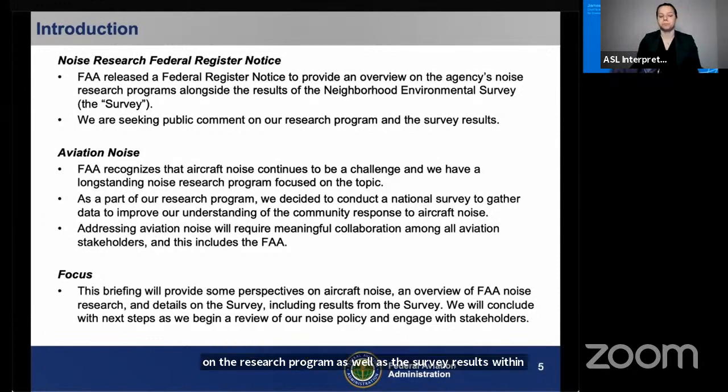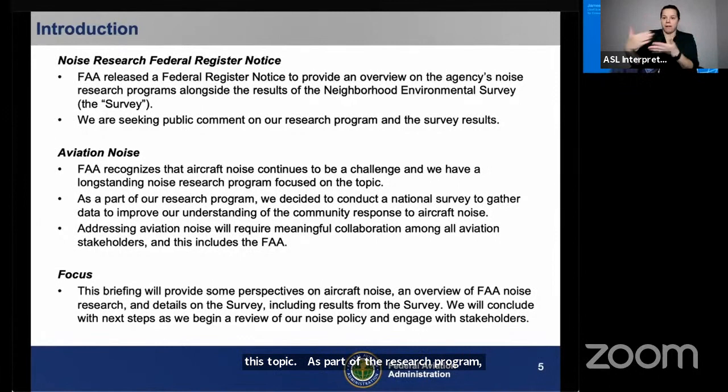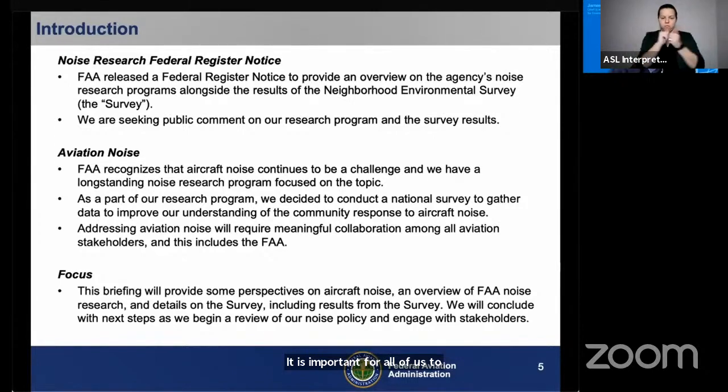We recognize that aircraft noise continues to be a challenge, and we have a longstanding noise research program specifically focused on this topic. As a part of our research program, we decided to conduct a national survey to gather data to improve our understanding of the community response to aircraft noise. We wanted quantitative data that we could look to for this. But it's important for all of us to know that addressing aviation noise will require meaningful collaboration among all aviation stakeholders, including, of course, the FAA.